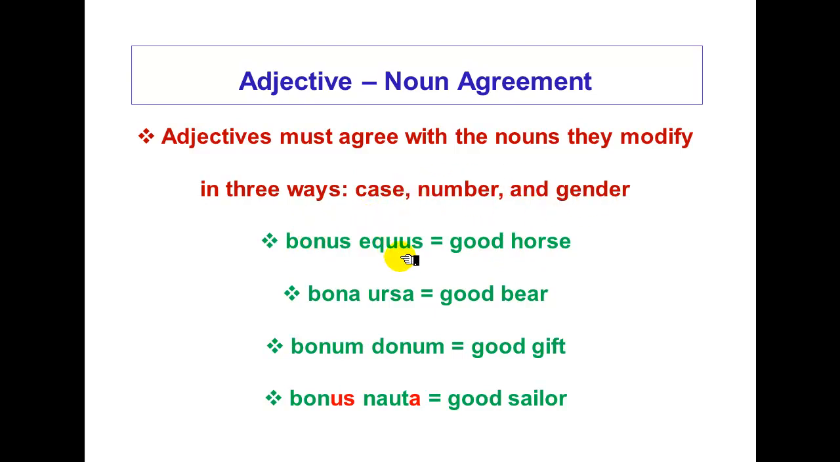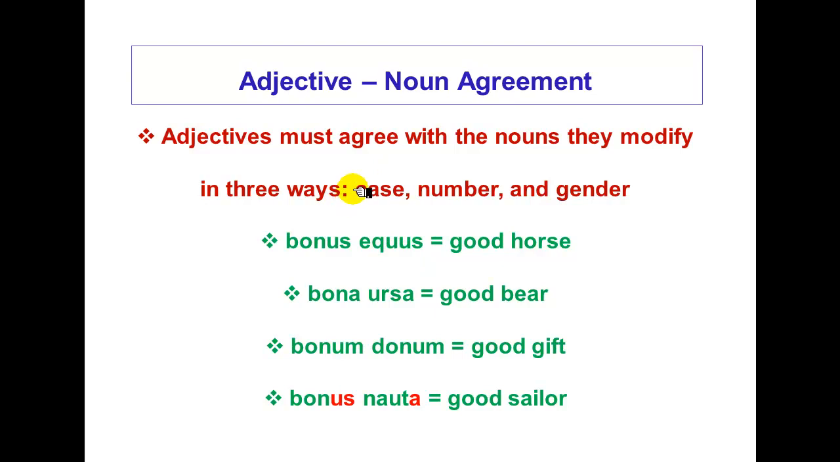Equus is masculine and singular and nominative. Bonus is masculine and singular and nominative. Same with the good bear: bona, ursa. Both of these words are nominative singular and feminine. The good gift: bonum and donum. Both of these words are nominative singular and neuter. Oftentimes, the us and the us, the a and the a, the um and the um, the endings will match up. Often that is the case, but it's not always the case.